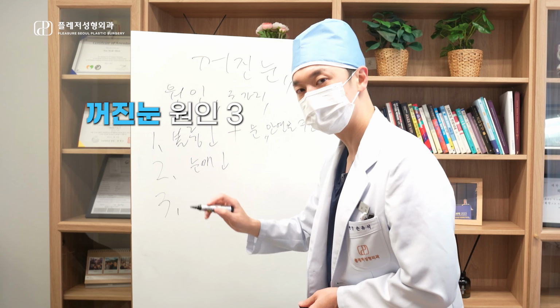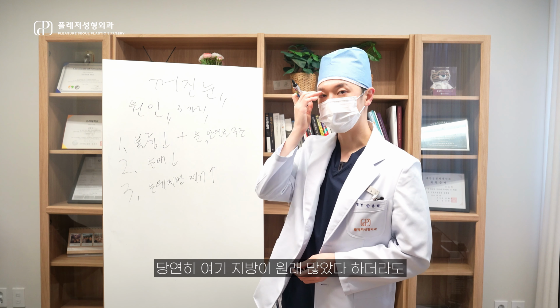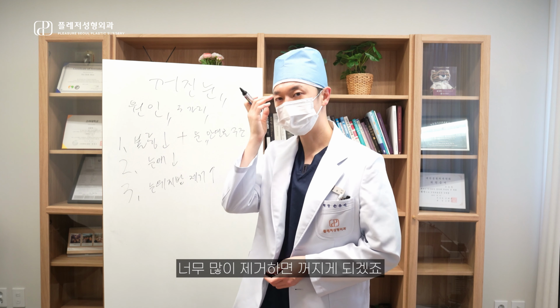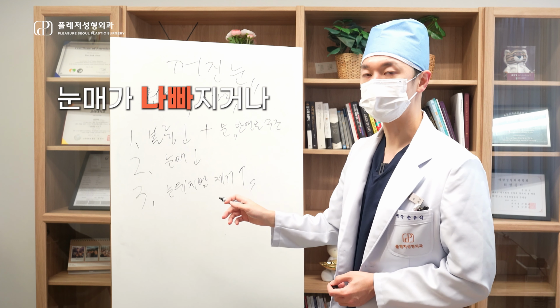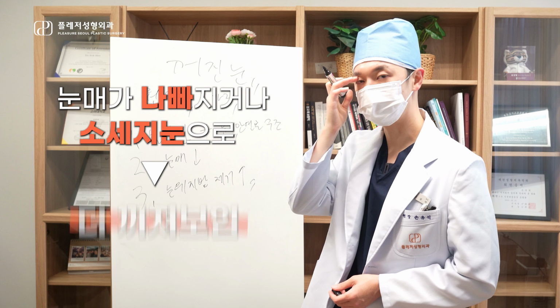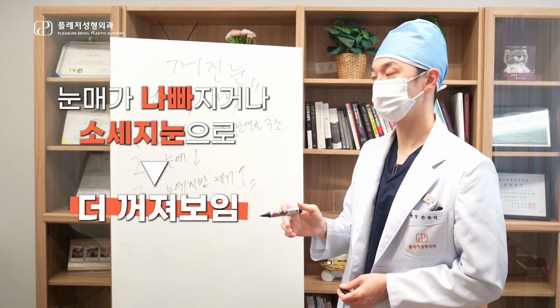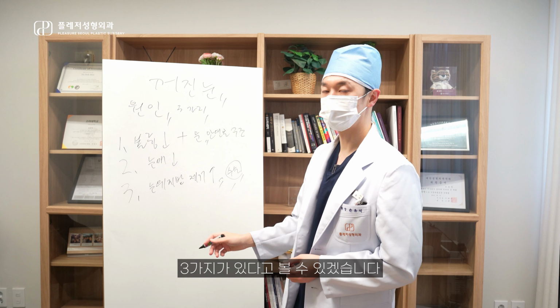Lastly, the third case is when too much fat was removed from above the eyes during a previous surgery. Naturally, even if there was originally a lot of fat here, if too much is removed, this area will end up looking sunken. Or sometimes after surgery, the eye shape actually worsens, or due to the sausage phenomenon, the eyes open less, making this area look even more sunken. So, if this condition was caused by a previous surgery, you can say there are mainly these 3 cases.